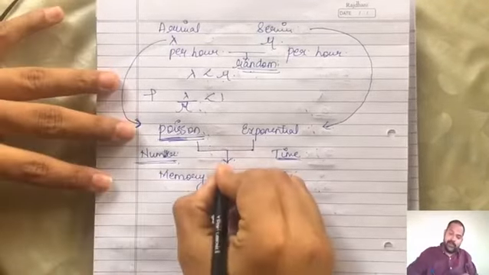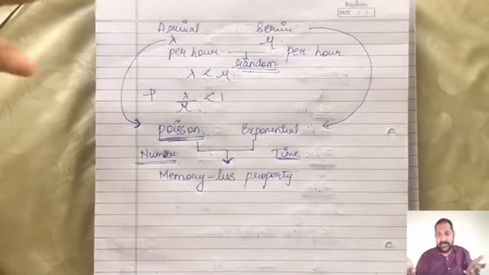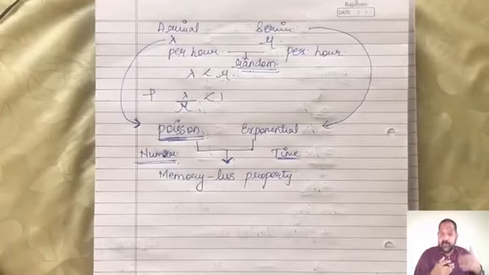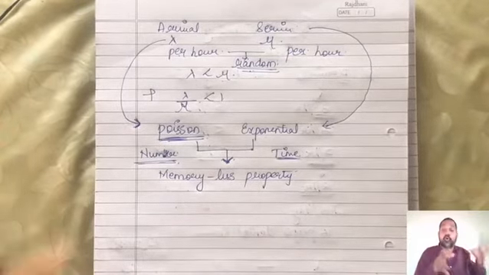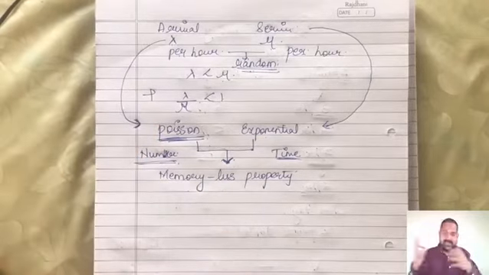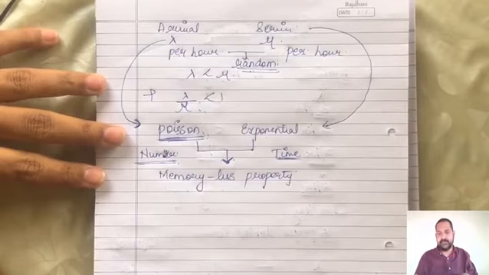And that is what you mean by memoryless. Don't try to remember all of that. Just try to remember one basic thing: when the previous person came has nothing to do with when the next person will come. How long it took for this person to take service has nothing to do with how long it will take for the next person to get service.